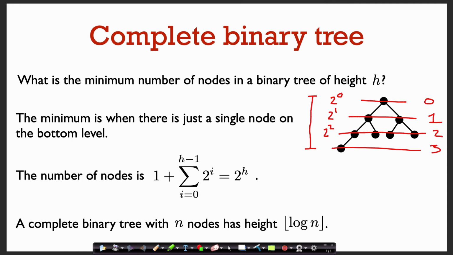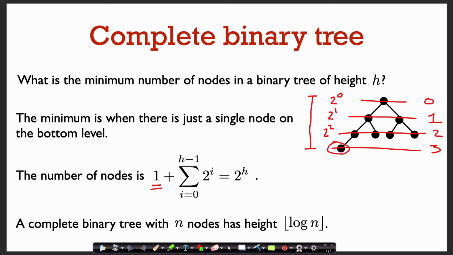Now the last level, it could just have one node. That would be the least number of nodes possible in a complete binary tree of height h. So let's say that the last level just has one node. Then how many nodes do we have total in our tree? Well, it'd be 1. That's this guy here in the last level.